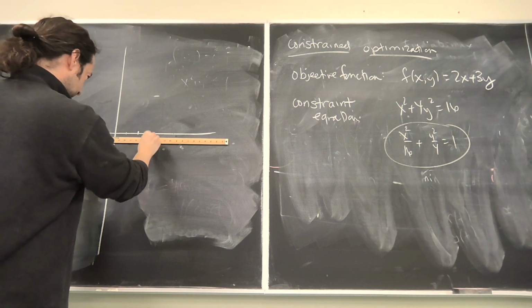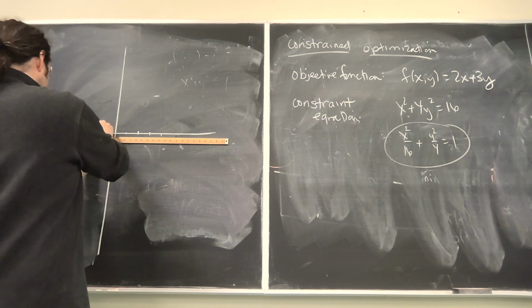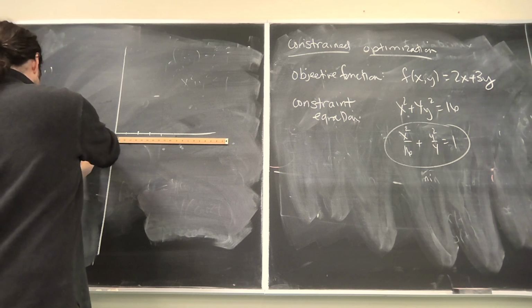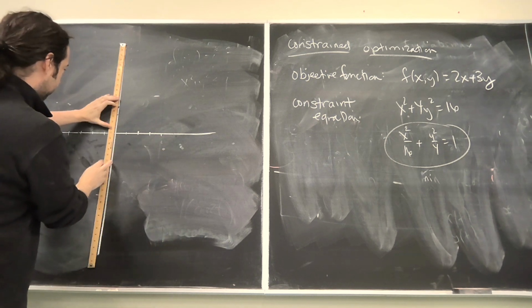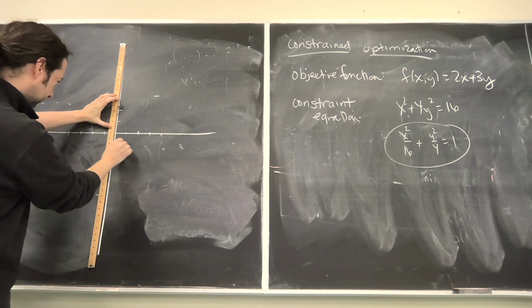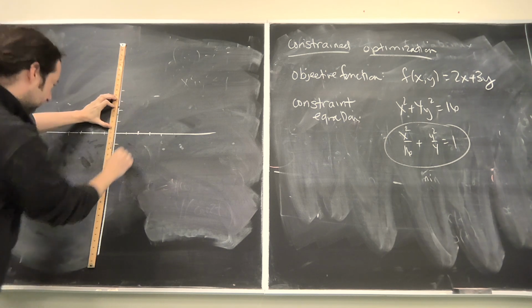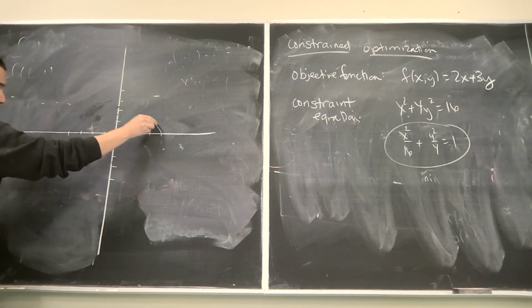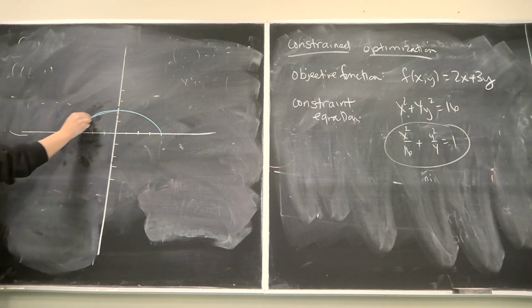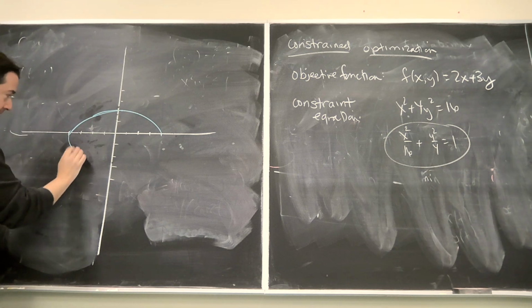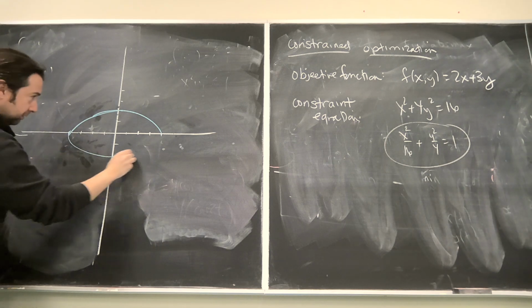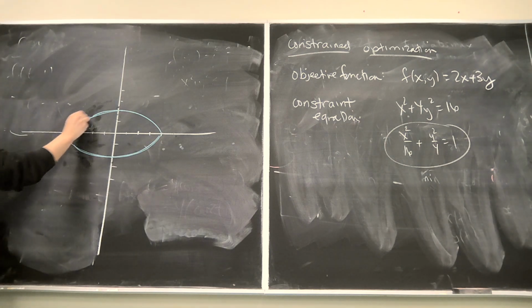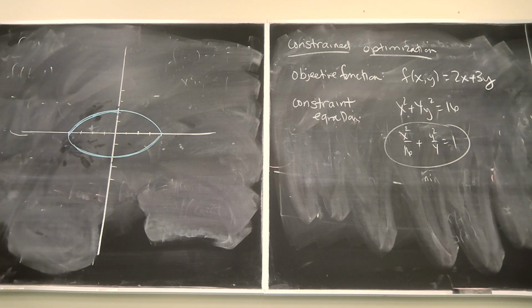1, 2, 3, 4, 1, 2. Go this way. 2. Okay, now I spent all the time setting up a nice coordinate system, and now I have to try to draw an ellipse that fits it. So this has 4 units in the x direction and 2 in the y. That's not what I want. And then 2 in the y. So just imagine I drew a nice ellipse there. This is the ellipse that we've drawn.